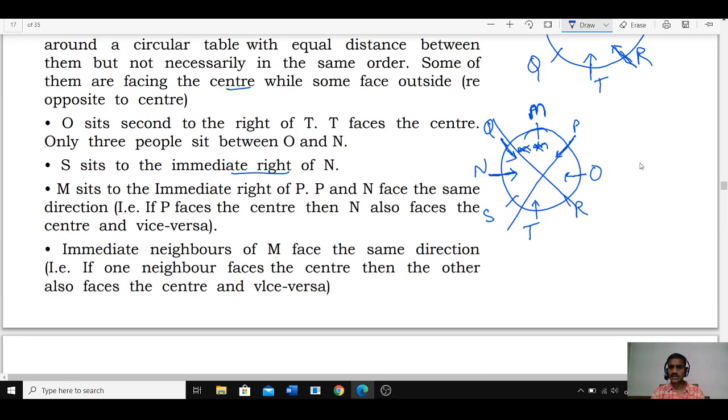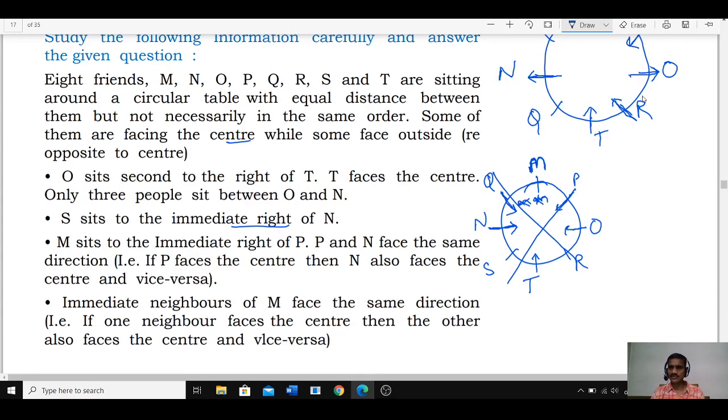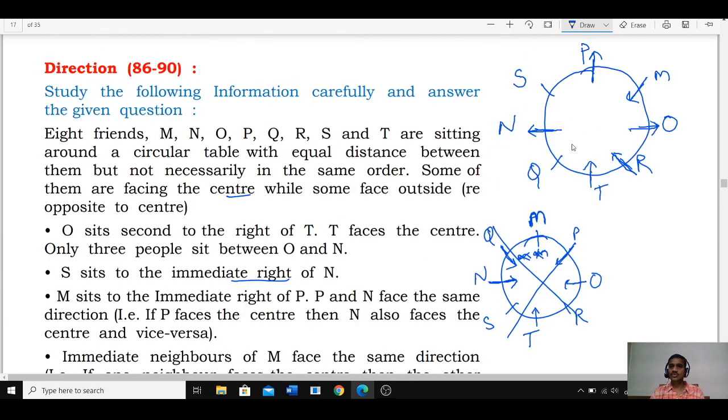Q sits third to the right of O. Q is not an immediate neighbor of M. Q and O face opposite directions. O is away, hence Q is facing the same. Now these two persons are facing the same direction. S is also facing the center.